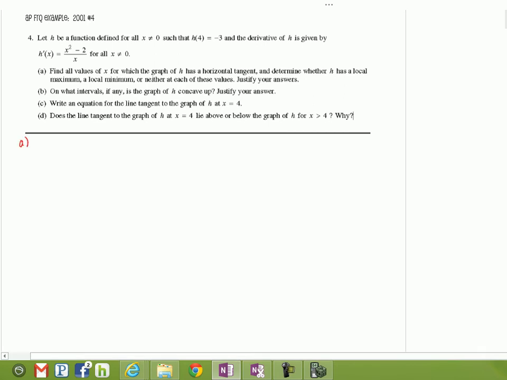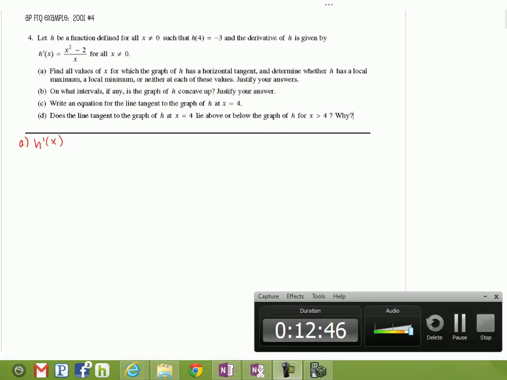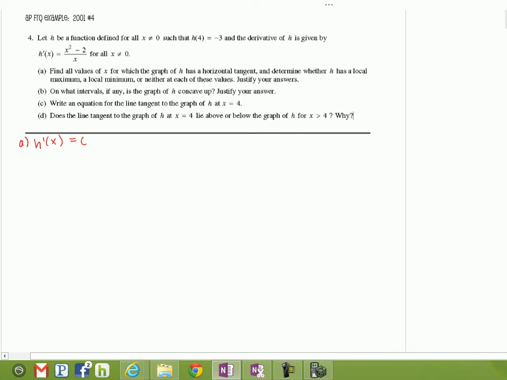So using what's given, figure out where you have your horizontal tangents. So those are my horizontal tangents. I can see that I'm going to find max and min, so I'm actually going to find where my h prime is also undefined. So starting off, h prime equal to 0, so x squared minus 2 equals 0. X squared equals 2, therefore x equals plus or minus the square root of 2. Undefined would be where x is equal to 0.